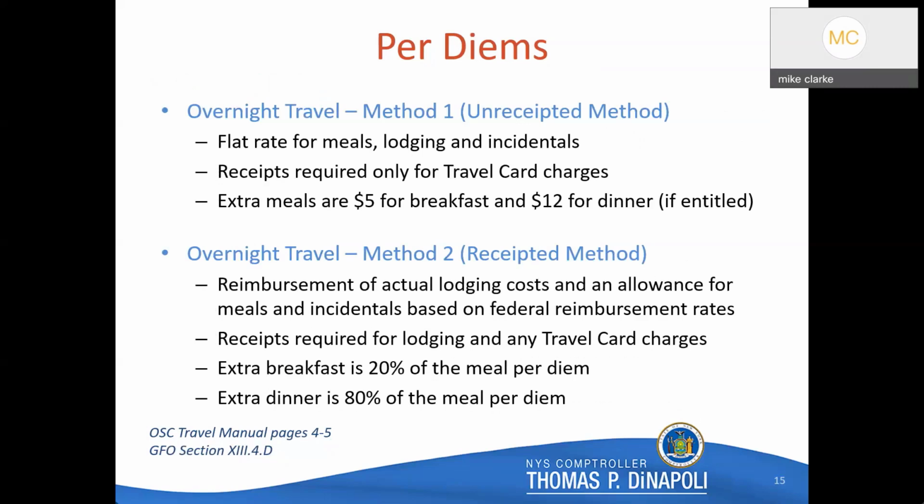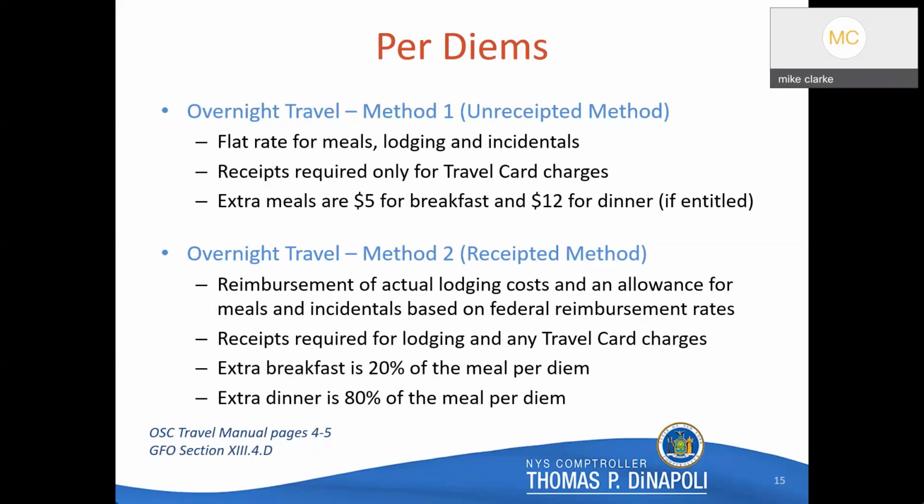So to touch base on the two different methods of reimbursement, there are two methods. Method one, the unreceipted method. For the unreceipted method, you do not need to provide a receipt for lodging. So you receive a flat rate, which essentially includes reimbursements for lodging, meals, and incidental costs.